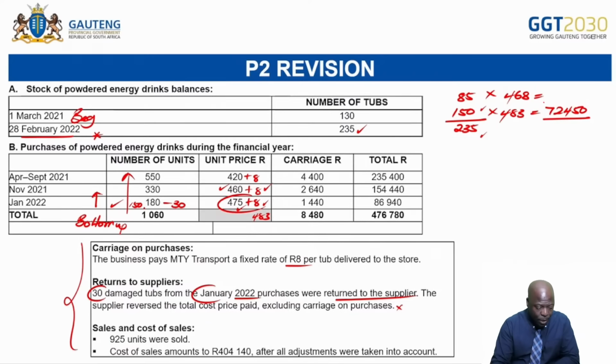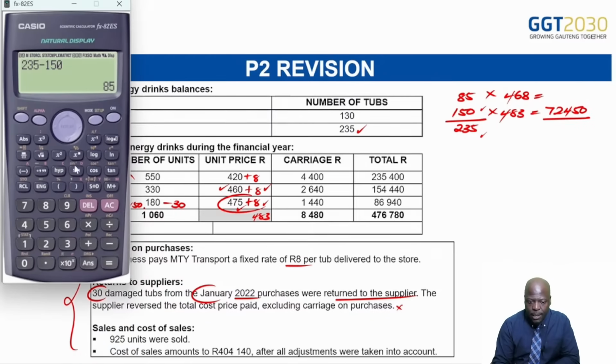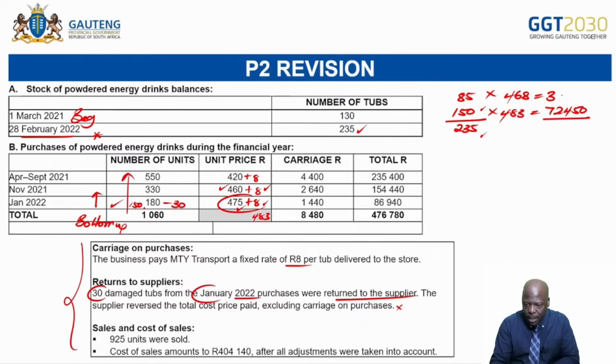So that makes it 468. So I'll come here, then I'll now say it is my 85 multiplied by 468. And that will give me 39,780. So I'll come here, that's 39,780. Remember, I have to add these two amounts now, and that will give me 112,230.